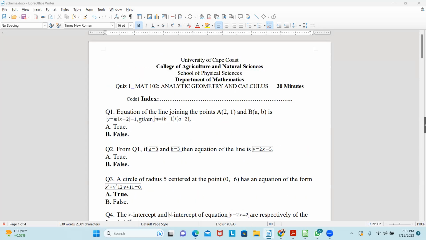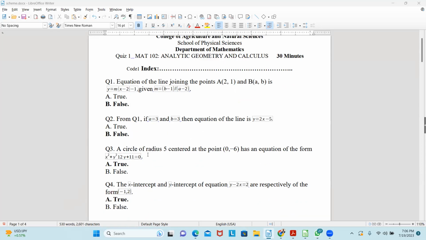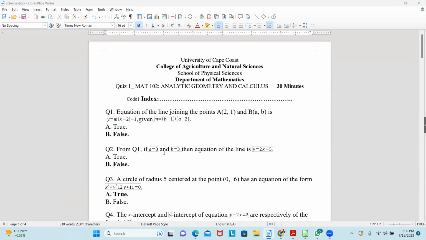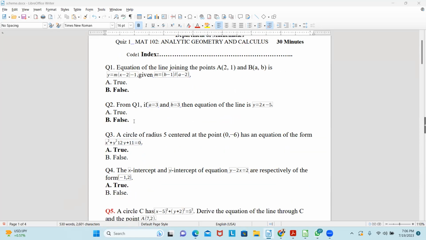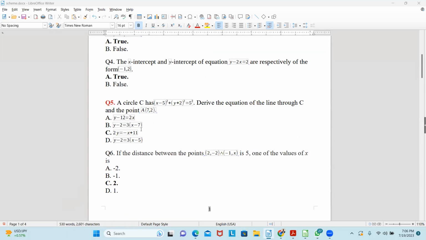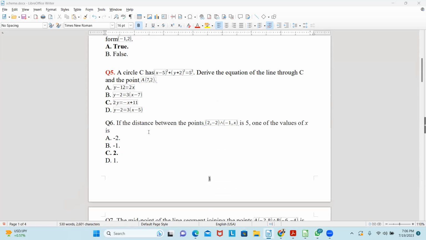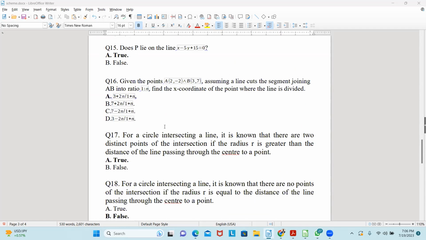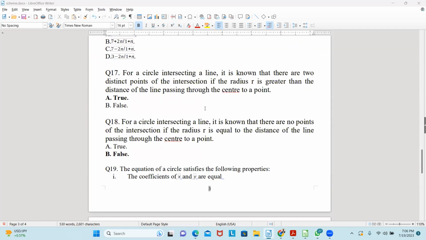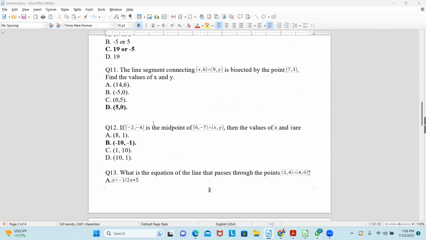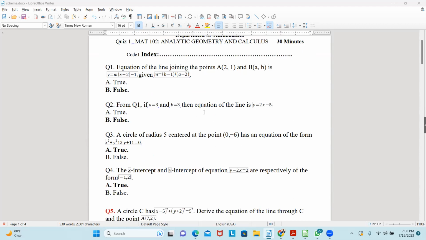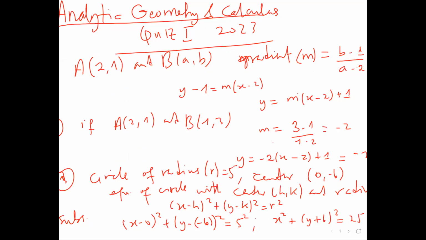So this is the quiz one questions for analytical geometry and calculus that we did recently. My idea today is to take you through the solution of all the questions, so that it also helps to prepare you for the end of semester exams as well. Most of the questions were around circles and coordinate geometry. These were the main two areas that these questions are centered on. So I will go ahead and present to you the solutions.